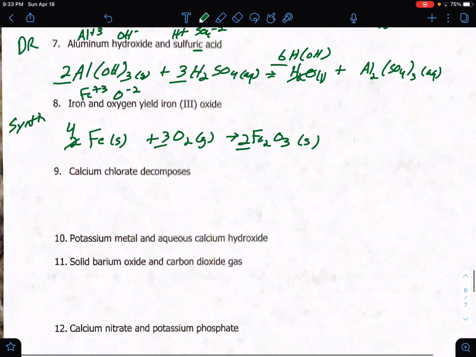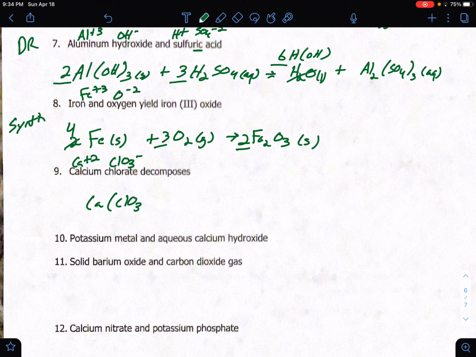Number 9, calcium chlorate decomposes. So calcium is Ca with a +2. Chlorate is ClO3 with a -1. So I'm going to put these together, and I get Ca(ClO3)2. Okay, so this is going to be aqueous. Decomposes. So it just told me this was decomposition.